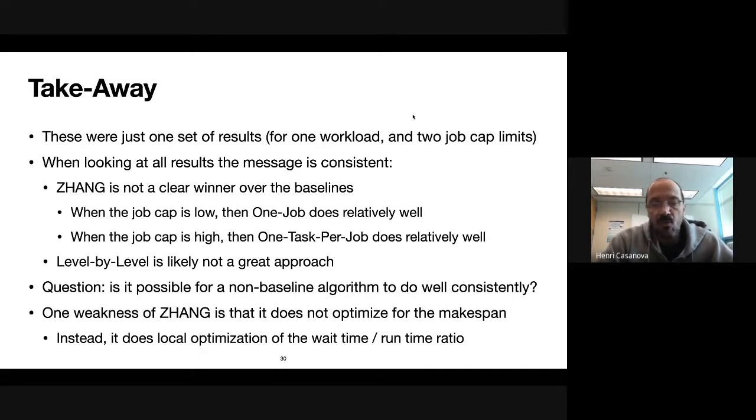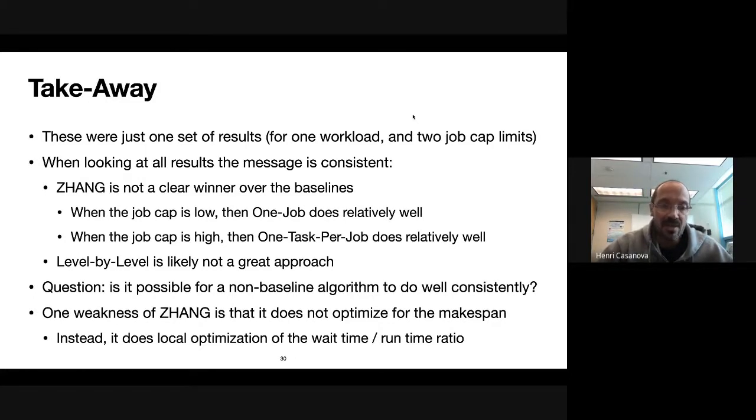Overall, level by level doesn't seem to be the right approach, even though that's the one people seem to refer to in the literature the most often. And so the question is, is it possible to do better? Is it possible to use a non-baseline algorithm? Or should we just tell people, if you don't have a job cap, 1 job per task it is. If you have a low job cap, then just do 1 job and don't even try to do anything fancy. That's the question that came to our mind when we read the Zhang article.